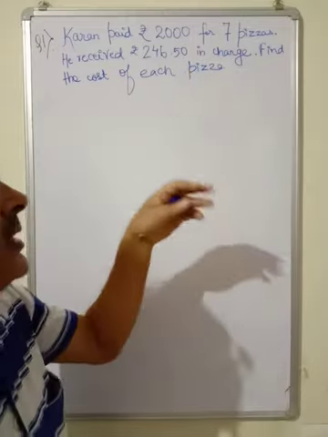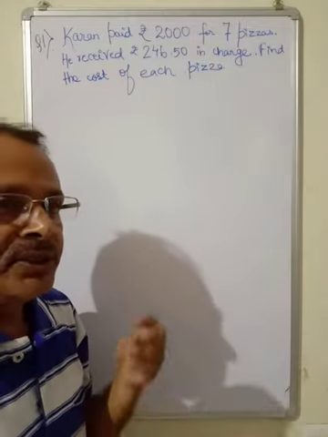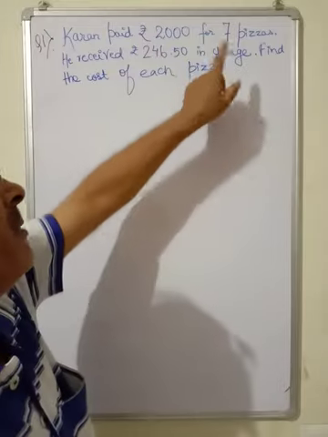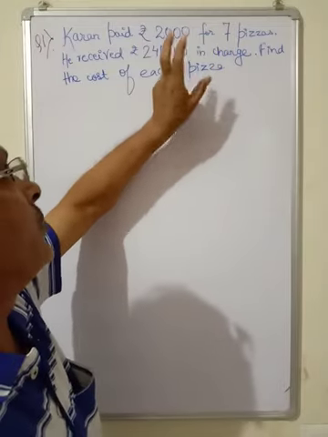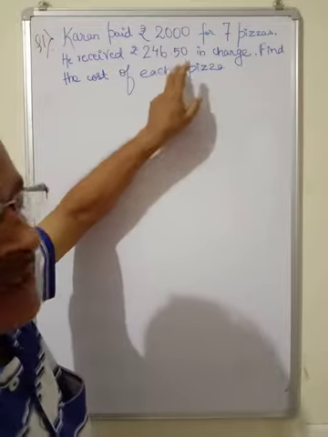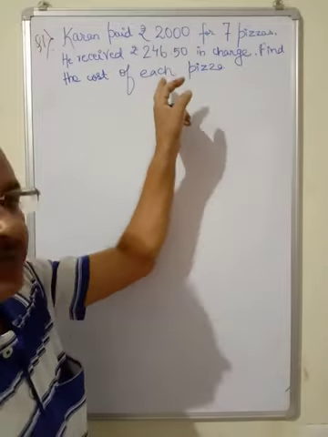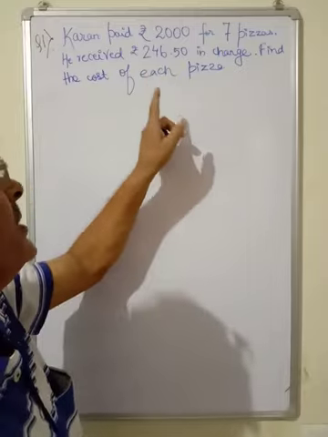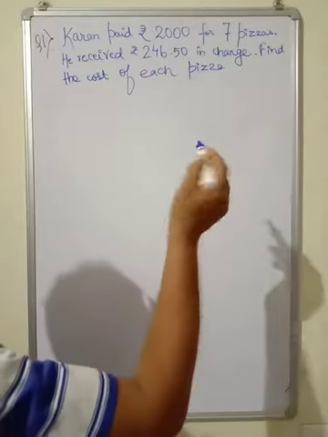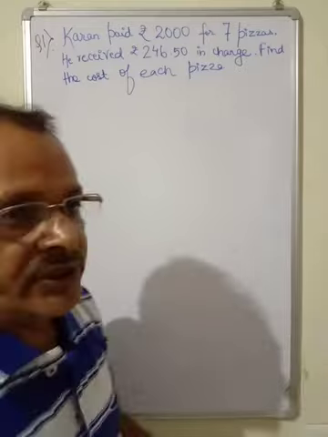So first of all, you have to think about pizza. How many pizzas? 7 pizzas. And what is the cost of 7 pizzas? If you know the cost of 7 pizzas, then you can find the cost of 1 pizza. So first of all, think about the question, understanding.